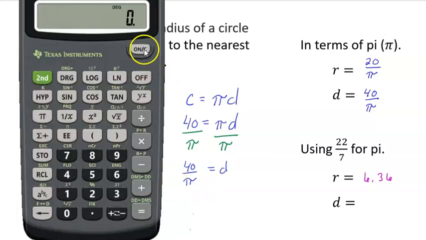So I'm going to go into my calculator again, and now I have 40 divided by parentheses 22 divided by 7, close parentheses, equals, and I get 12.73.